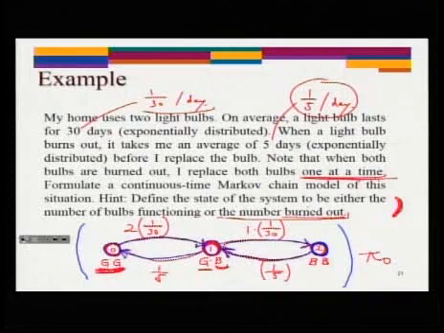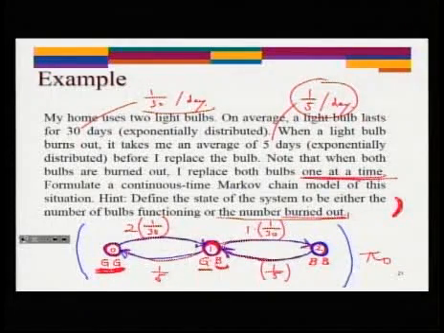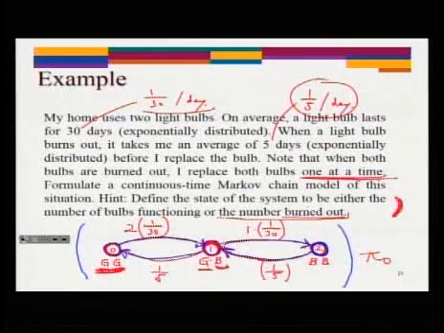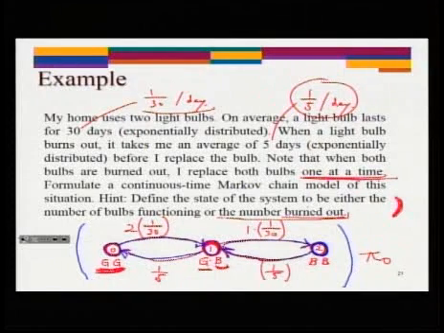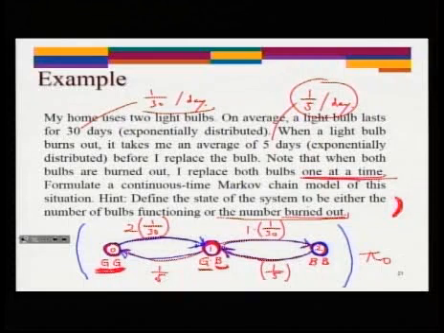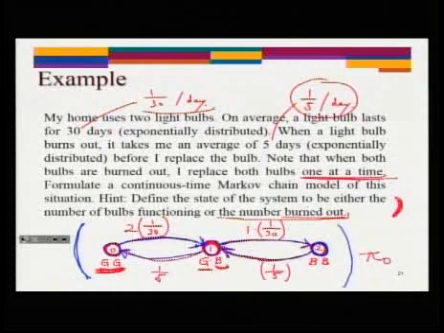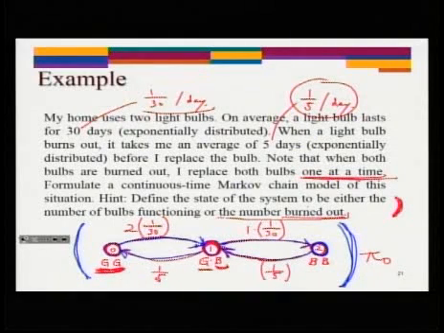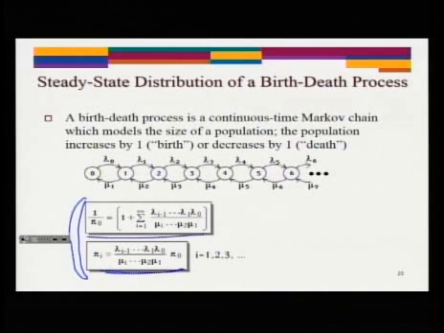Of course, we are assuming that here the burning rate and the replacing, the repair rate, of the light bulbs are independent of each other. So definitely this is one of the birth-death processes. Okay. So we are safe to use this formula to determine the steady state probability distribution.